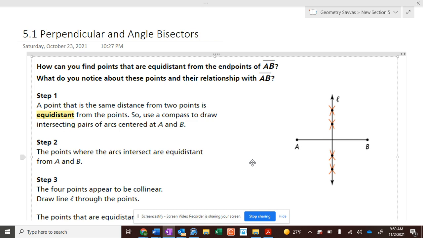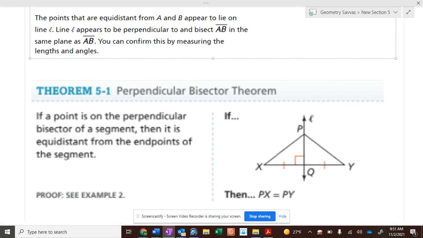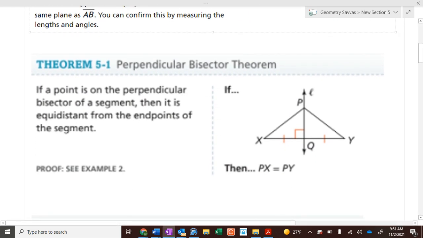How could I check that with the compass? Well, I can take my compass, go here, and go, this distance is the same as this distance. I can go from here, where they marked, and I go, this distance is the same as this distance. So any point that happens to be on the perpendicular bisector of a segment is the same distance or equidistant from the endpoints of that segment, which it says right here. And it's called the perpendicular bisector theorem.